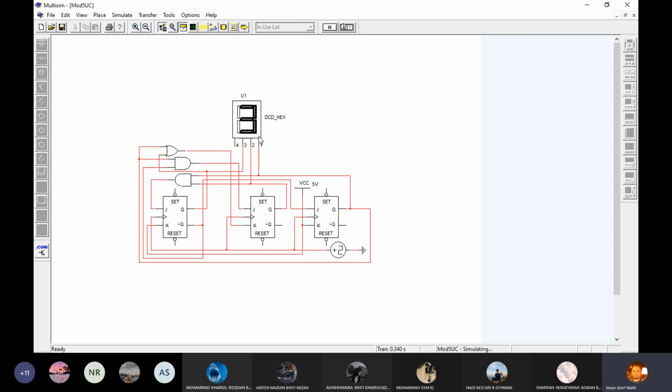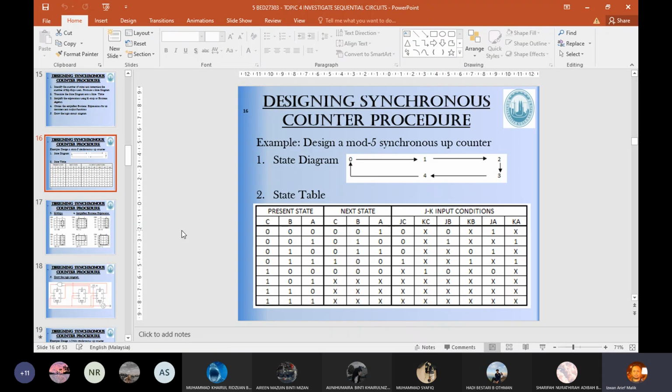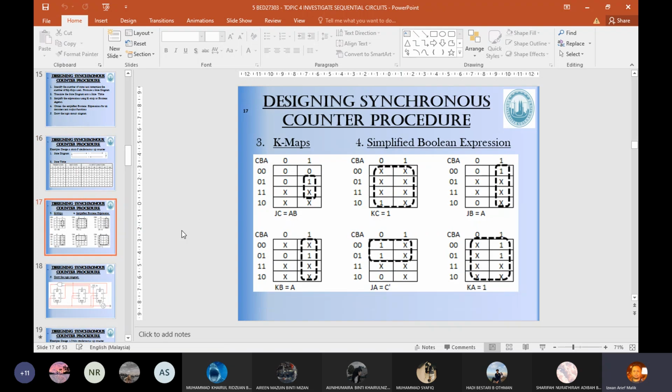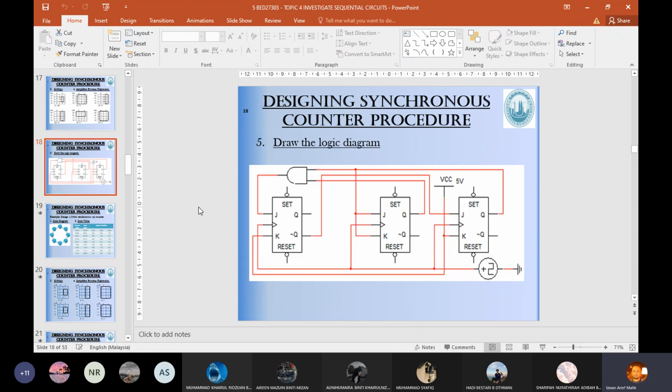Alright, so you will get dia punya sequence lah. 0, 1, 2, 3, 4, then back to 0. Okay, so that is how you can obtain dia punya simulation lah. Okay, so this is what you kena buat untuk setiap soalan berkaitan dengan synchronous counter.